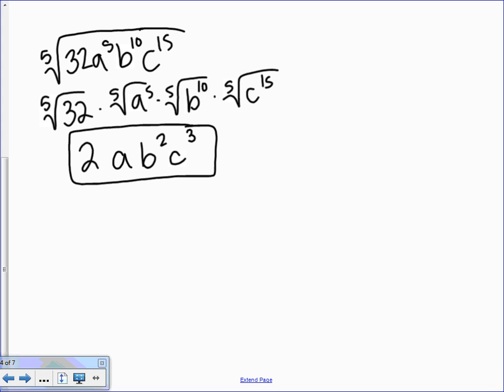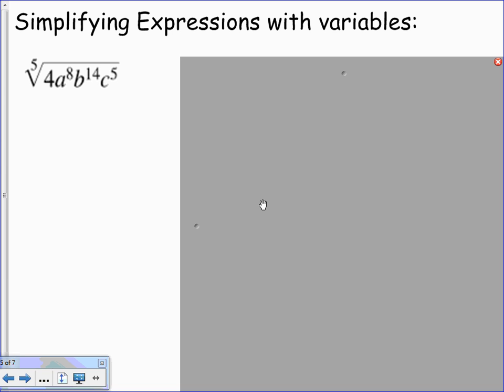Now, the last thing to discuss before you have some time to work on your homework. What if the exponent does not divide nicely? Like here I gave you 5 divided by 5, 10 divided by 5, 15 divided by 5. What if it doesn't come out nicely? Okay, so I'm going to give you this one. We'll work this one together. The 5th root of 4, a to the 8th, b to the 14th, c to the 5th.